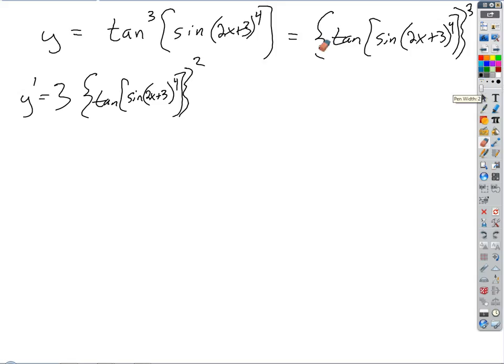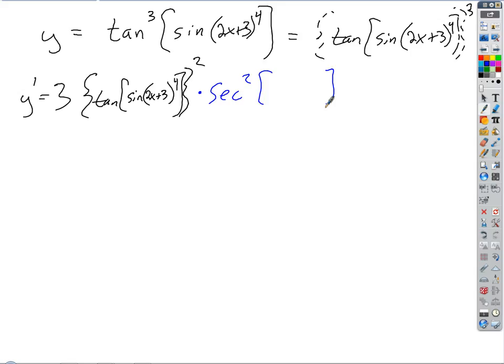Now that we've peeled away the outside layer, that's gone. What's the next level? It's a tangent of something. What's the derivative of tangent of something? Secant squared of something. So the next layer looks like times secant squared of something. The derivative of tangent of something is secant squared of that something.